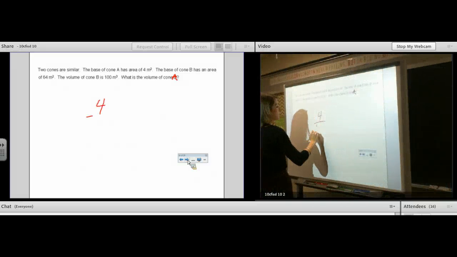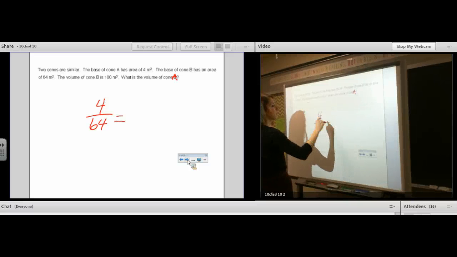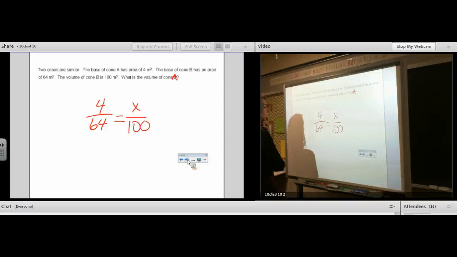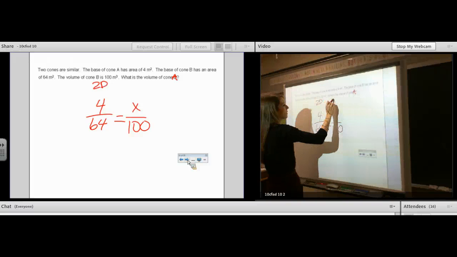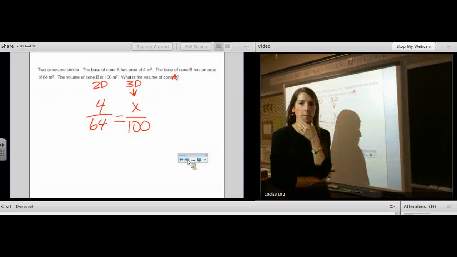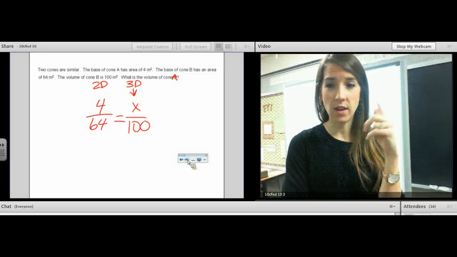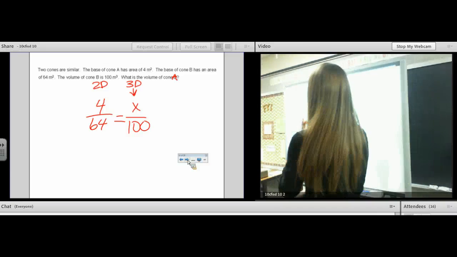4 is to 64 as x is to 100. This is 2D. This is 3D. We want our answer to be in 3D. Remember, you can't go straight from 2D to 3D. So you need to square root and then cube. Square root and then cube.